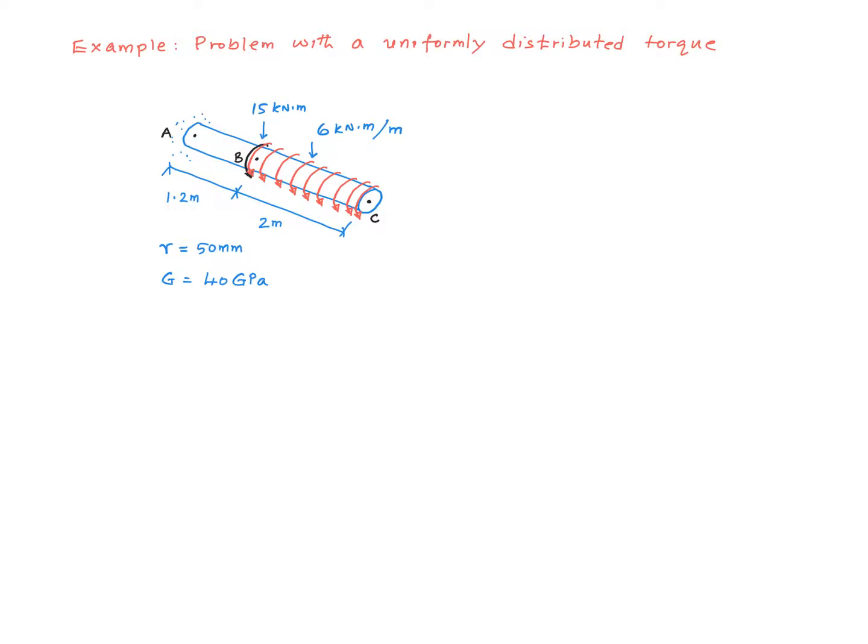We have a segmented rod that is fixed at point A and subjected to a concentrated torque of 15 kilonewton meter at point B and a distributed torque between B and C of 6 kilonewton meter per meter. So this is a uniformly distributed torque. Say we are interested in finding the stresses and the angular twist like we did in some of the previous problems. The shaft has a constant radius of 50 millimeters and a constant shear modulus of 40 gigapascal throughout.